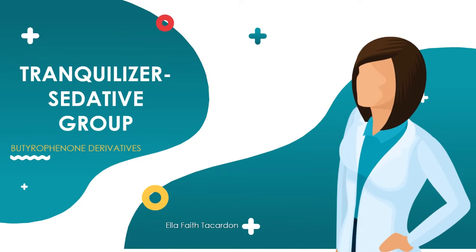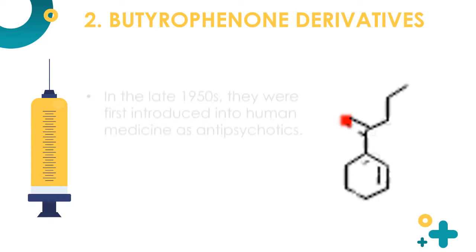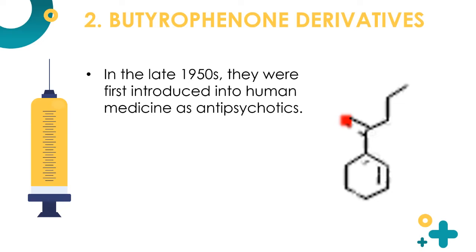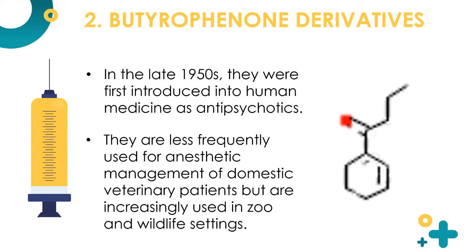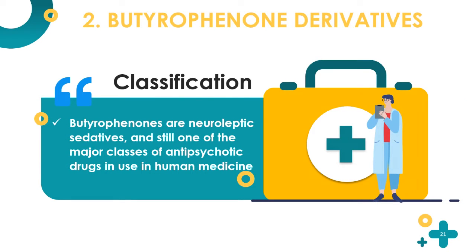Hi, I am Ella and I am going to report about butyrophenone derivatives. Butyrophenones were introduced into human medicine in the late 1950s as antipsychotics. They are less frequently used for anesthetic management of domestic veterinary patients but are increasingly used in zoo and wildlife settings. For the classification, they are neuroleptic sedatives and still one of the major classes of antipsychotic drugs used in human medicine.